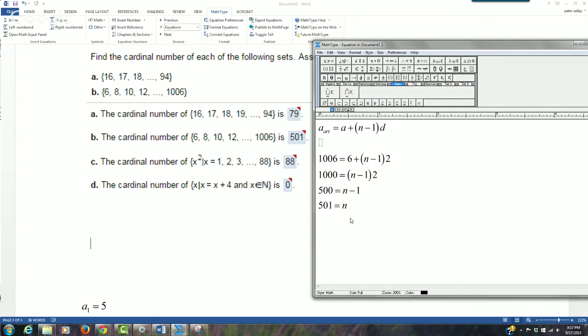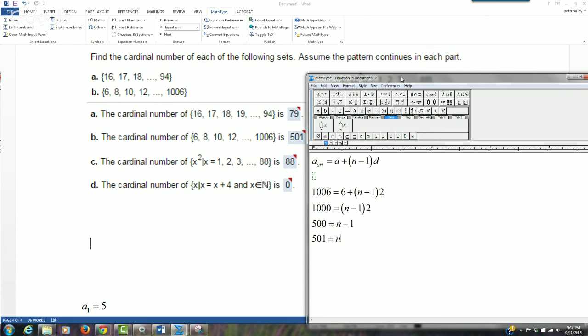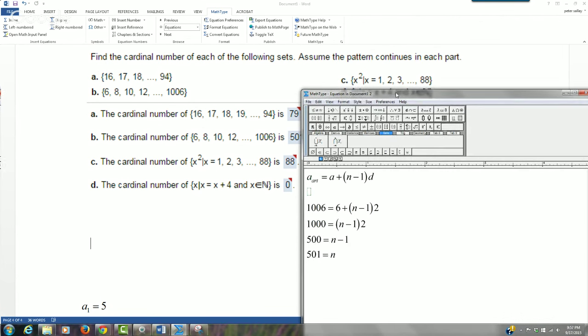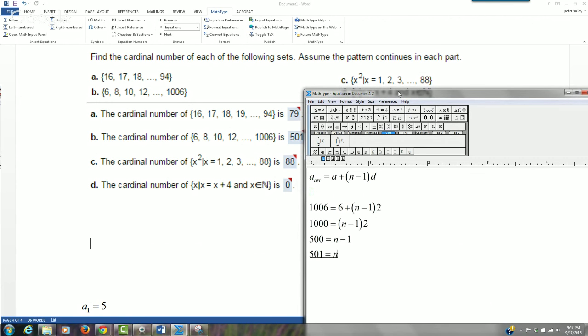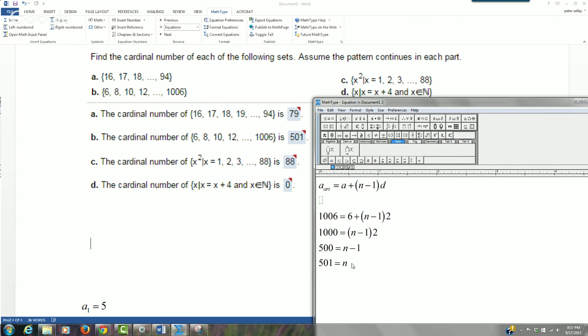Would it be the same for number C? C is not. Let's see. C is 1, 2, 3, all the way to 88. If you look at the answer and the question, they're telling you that the numbers in the set are really 1 squared, 2 squared, 3 squared, but there are 88 of those numbers. They told you that it started at 1 and ended at 88. So it's kind of like a trick question.